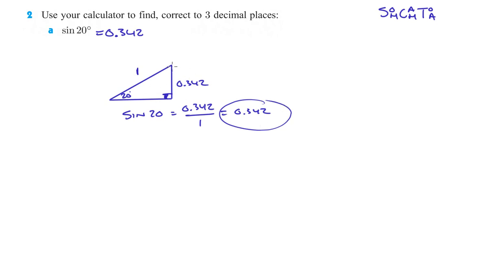Let's say this was twice as long, went out here, so that this here is now actually 2, right? And then this here would actually be twice as big. This would be 0.684. If you take 0.684 and divide it by 2, you get 0.342 again.